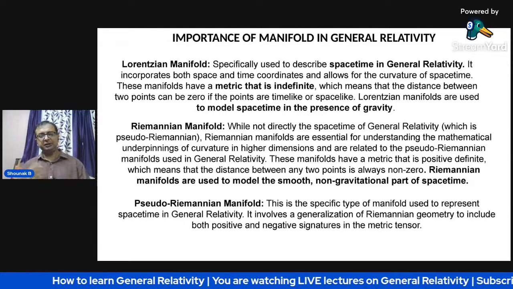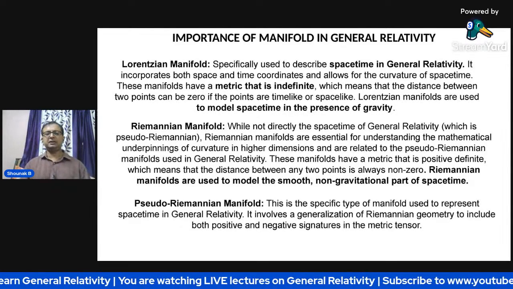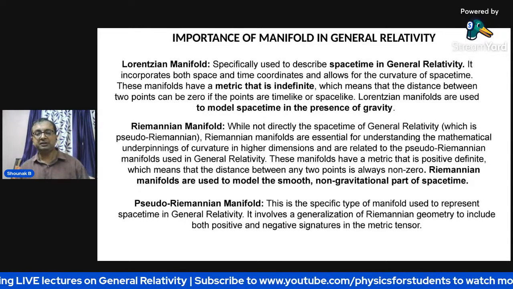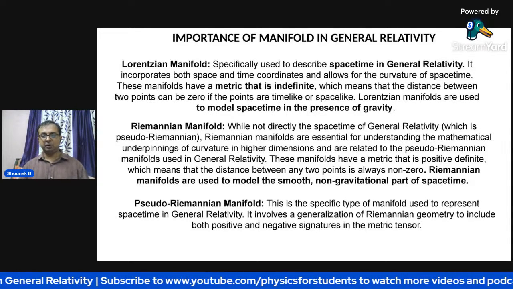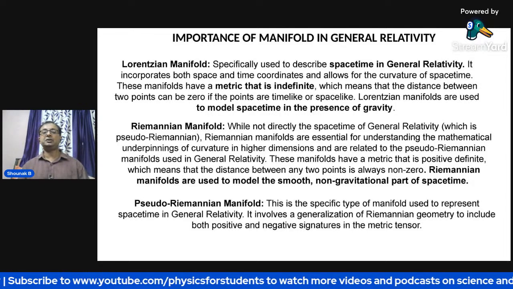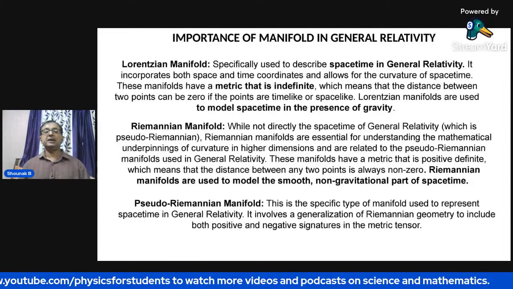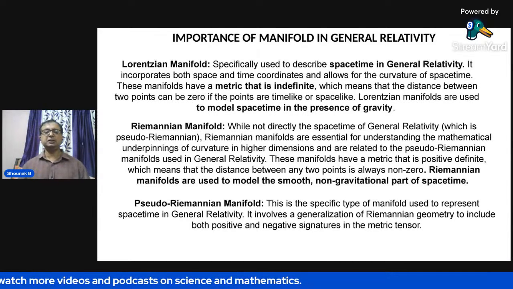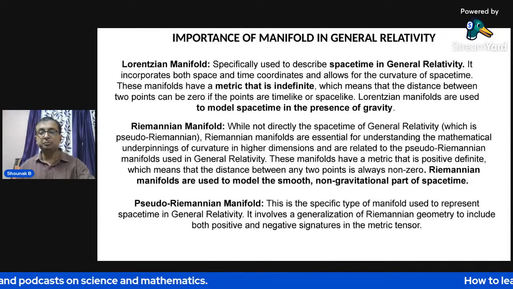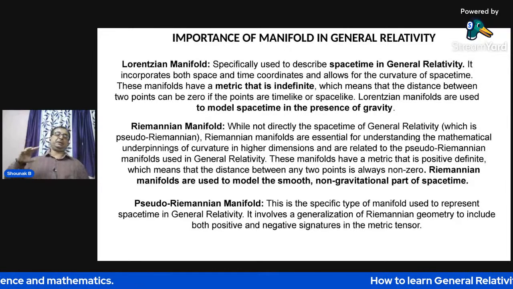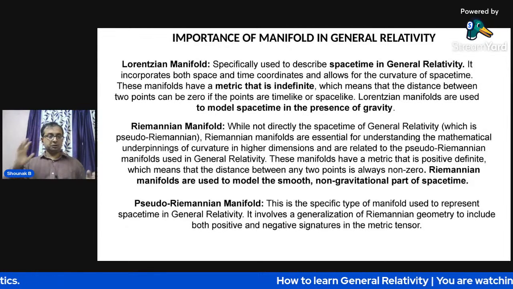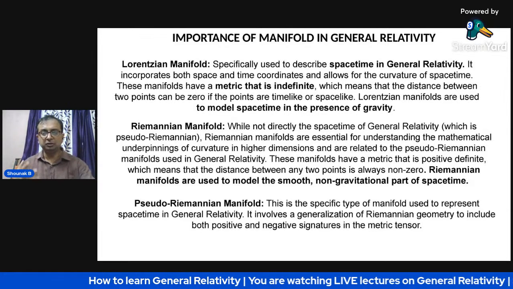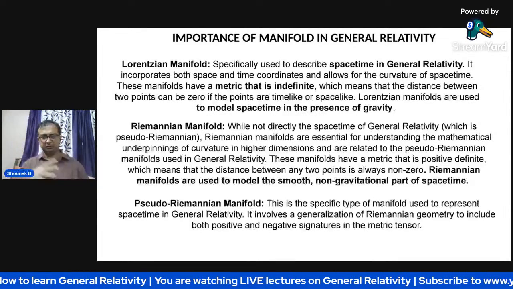On the other hand, you see the Riemannian manifold, which is not directly the space-time of general relativity, but Riemannian manifolds are essential for understanding it. You see the matter in bold. These manifolds have a metric that is positive definite. That means the distance between two points is always non-zero. And Riemannian manifolds are used to model the smooth, non-gravitational part of space-time. This is very important, so whenever we work with the Riemannian metric tensor, etc., you will see all those things as we move along.